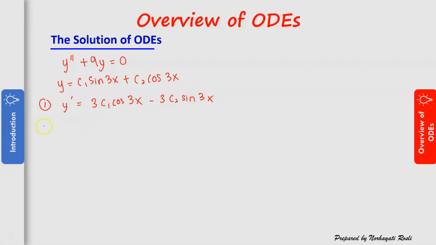And then next we need to differentiate this y prime. So we have y double prime, and when we get this, we can substitute in this equation. So y double prime equals negative 9. Why do we get 9 here? Because 3 times 3. Negative because when you differentiate cos x, you get negative sine x. So negative 9 c1 sine 3x minus 9 c2 cos 3x.